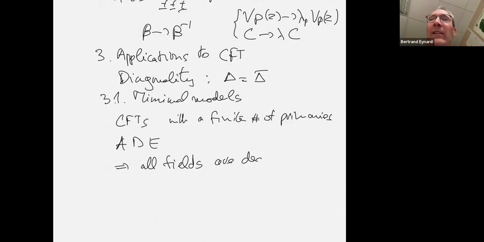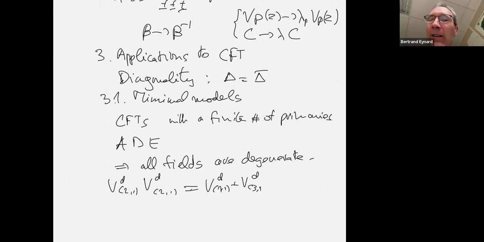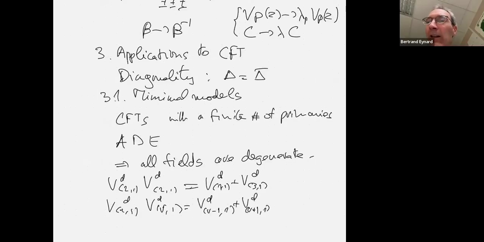But in fact, it's not enough for all fields to be degenerate, because let's say I start with V_{21} and I start taking OPEs. So let's say V_{21} times V_{21}, then I will get V_{11}, V_{31}. But then I can continue to do multiple OPEs. So V_{21} times V_{R1}, let's say, for any integer R, I'll find a sum of two terms, V_{R-1,1} and V_{R+1,1}. And if I do it recursively, I'll obtain all the V_{R1} with R integer.